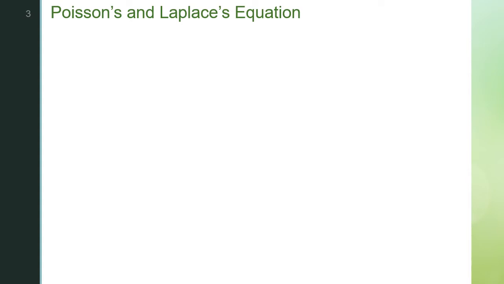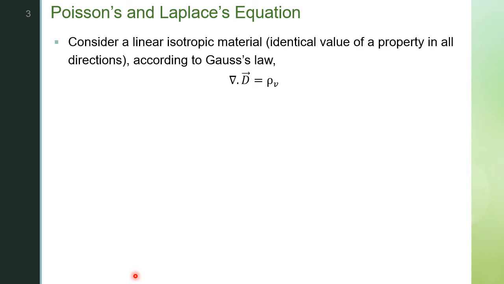Poisson's and Laplace equation is a commonly used equation in electrostatics so as to determine field, potential, etc. For the derivation of Poisson's and Laplace equation, we are considering a linear isotropic material. Isotropic means that the properties will be identical in all directions. According to Gauss law, we know that del dot D is equal to rho V, where D is the electric flux density and rho V is the volume charge density.